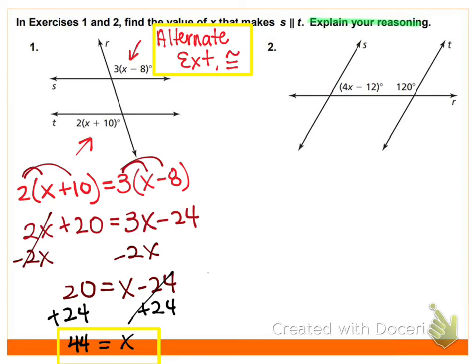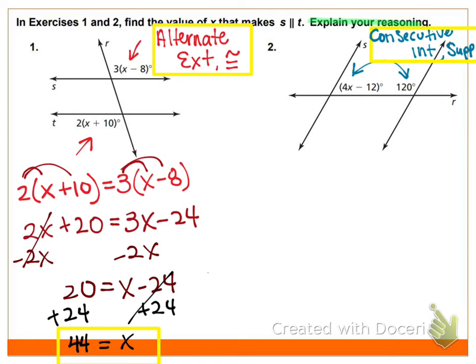All right, and then our last example. Explain our reasoning. What relationship do these two angles have? They're consecutive interior. Remember, do not shorten the word consecutive, but you can shorten the word interior. And then what does that mean for their measures? They're supplementary.